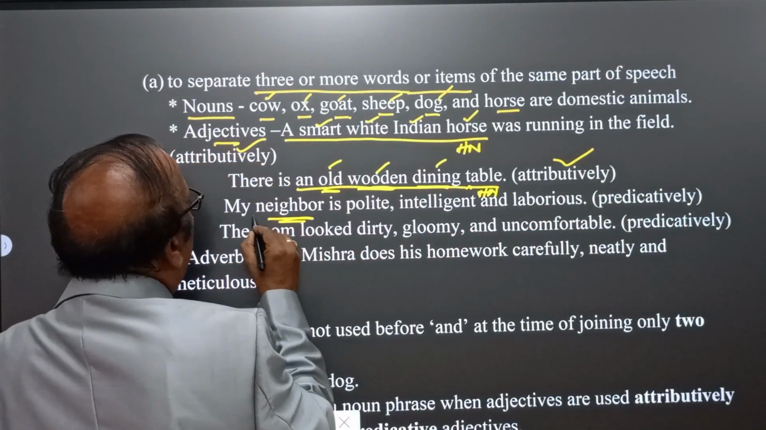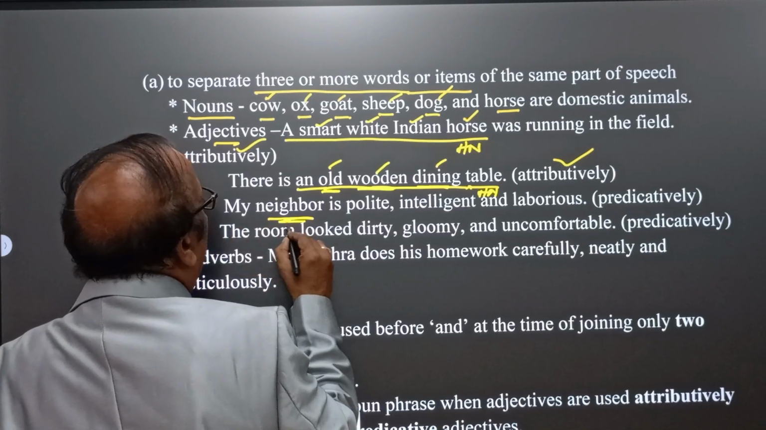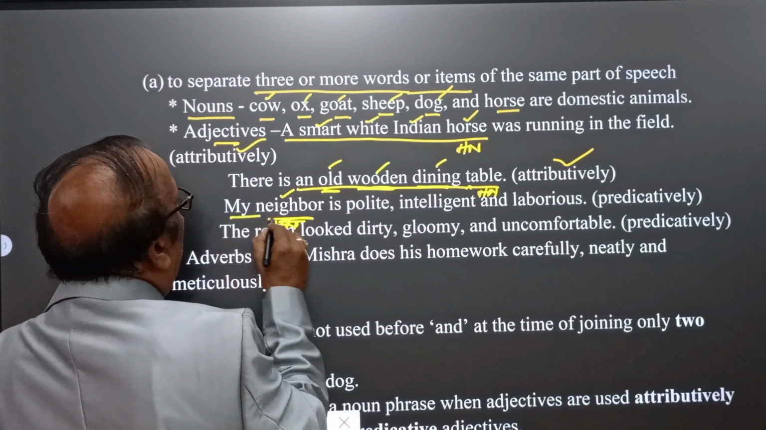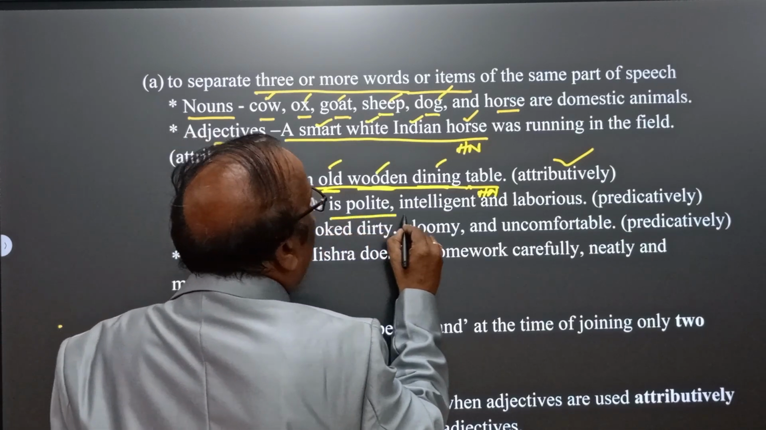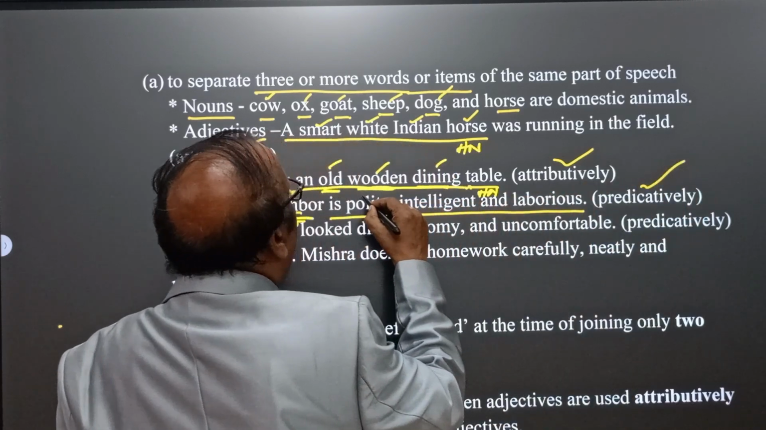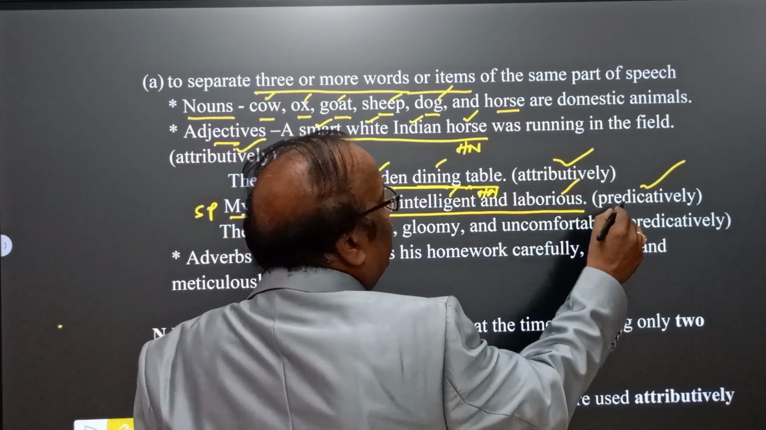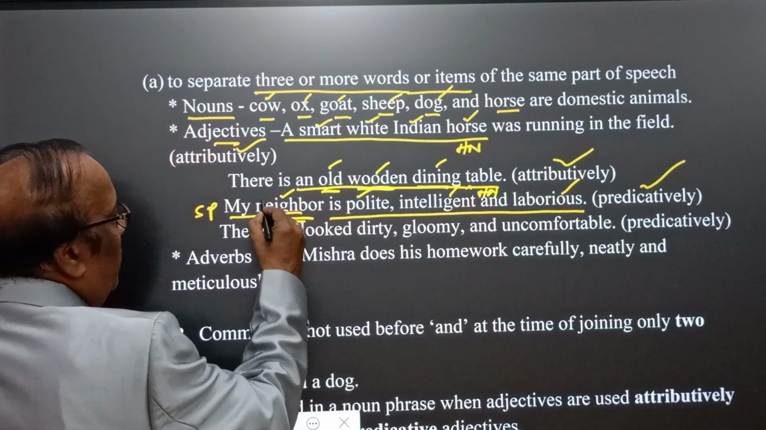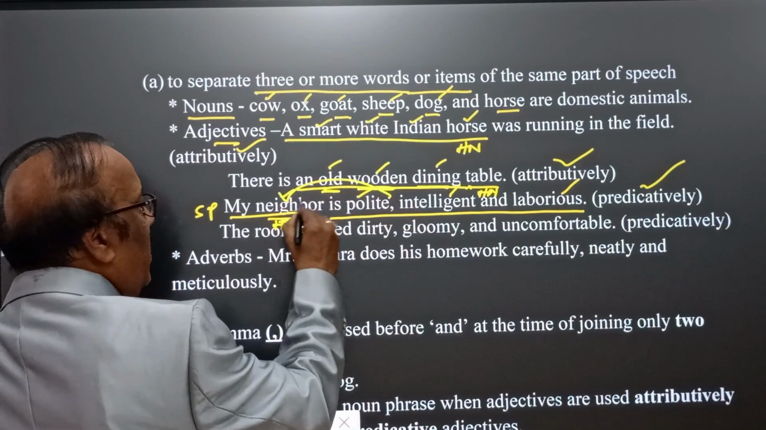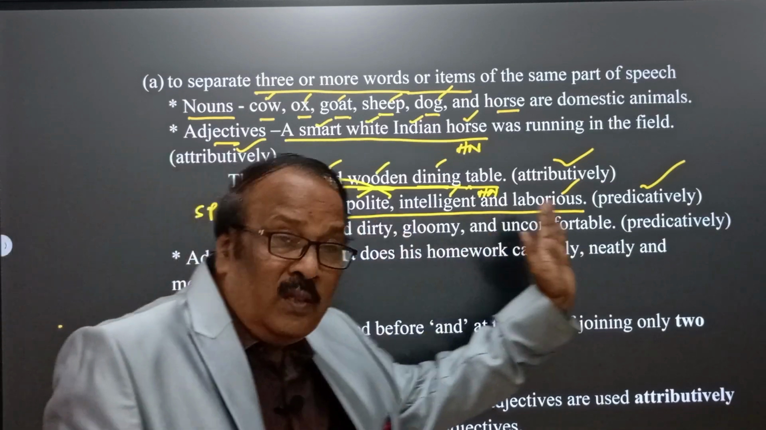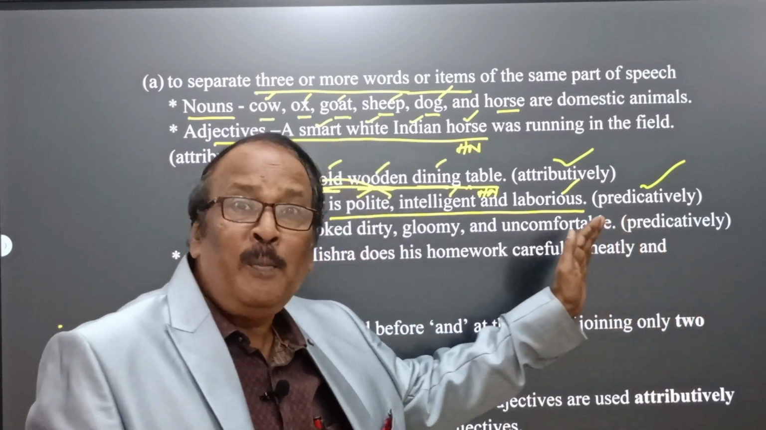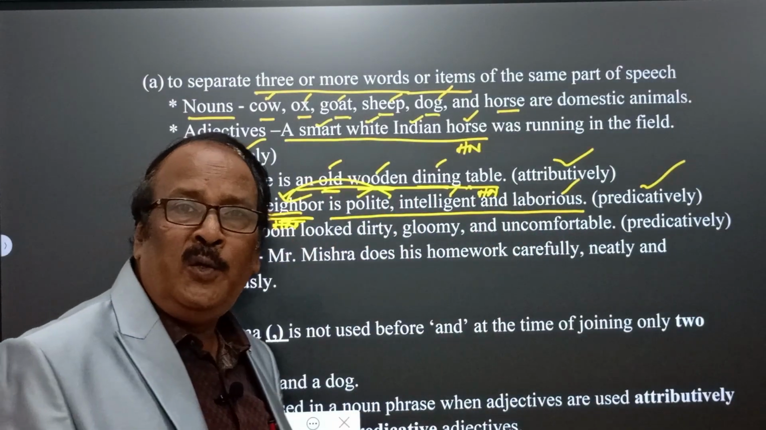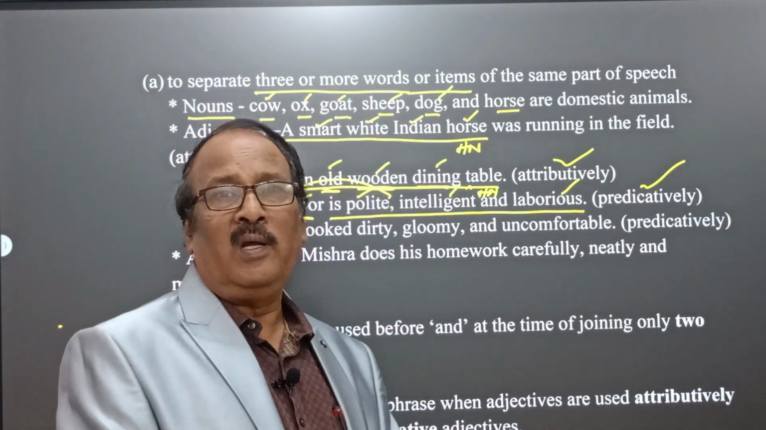Here my neighbor is the noun phrase, neighbor is the head noun, and my neighbor is the subject part, SP, and is polite is the predicate part. Here the adjectives polite, intelligent, and laborious have been used predicatively to qualify whom? My neighbor. Therefore, whenever the adjectives are used predicatively, then comma is used. But whenever they are used attributively, they don't take commas.